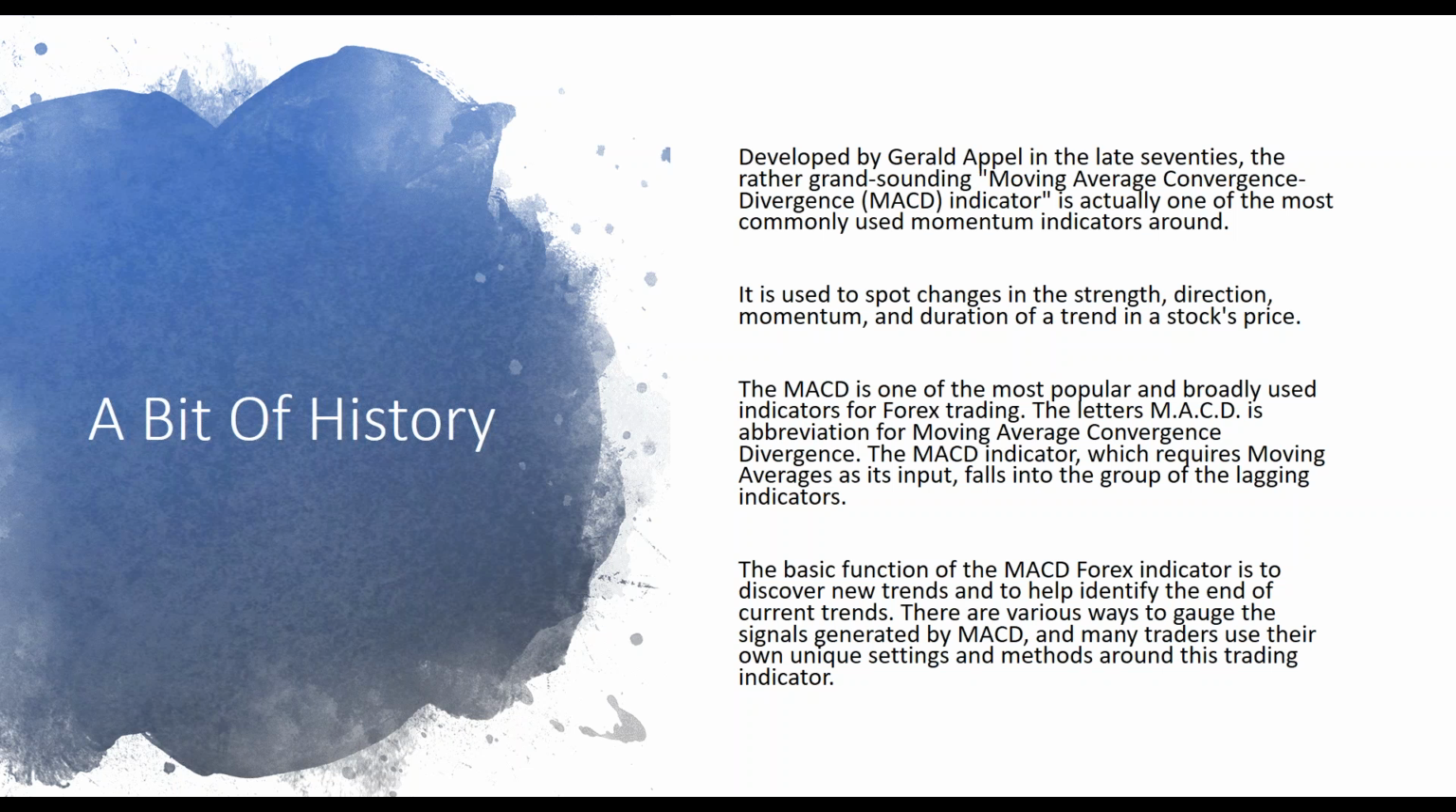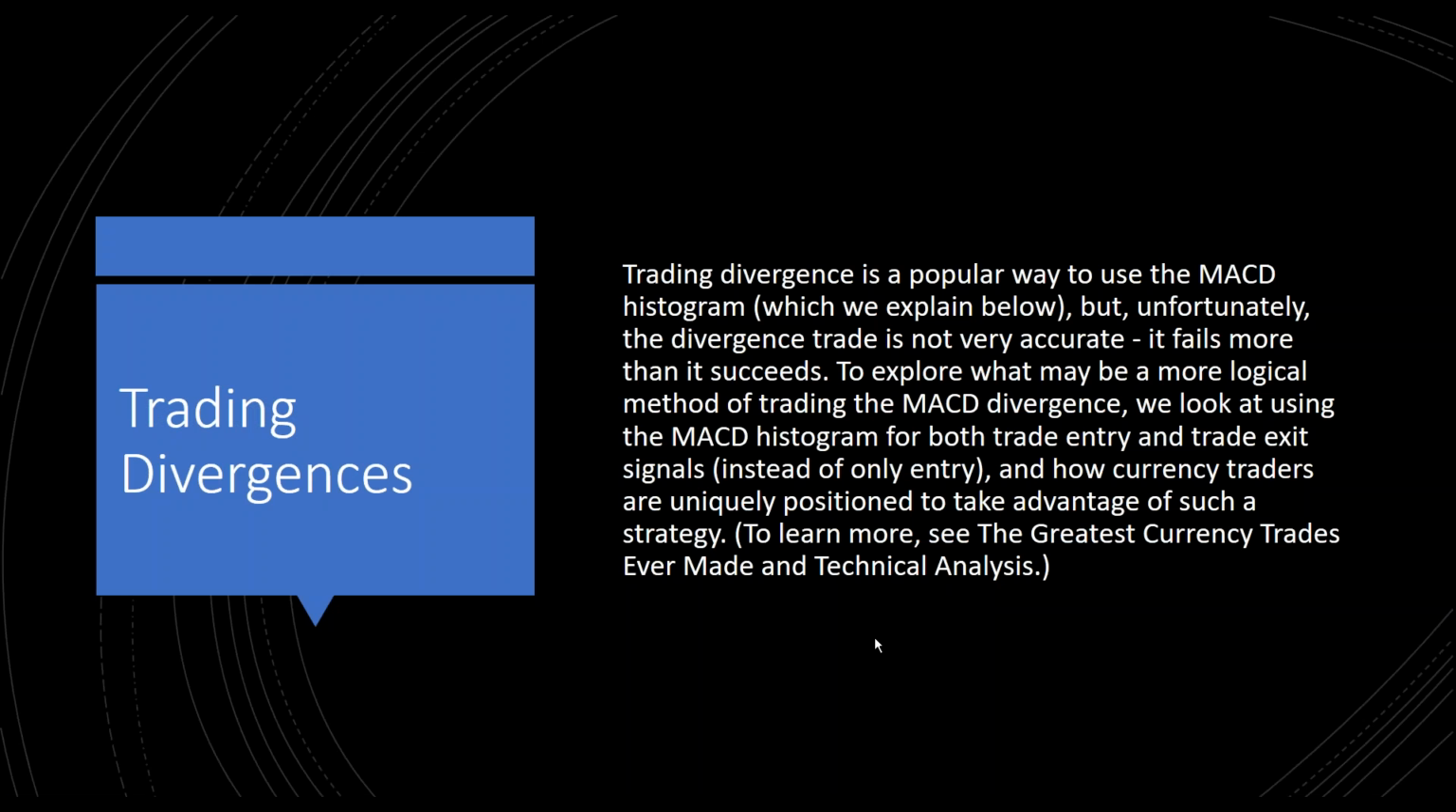The basic function of a MACD Forex indicator is to discover new trends and to help identify the end of a current trend. There are also various ways to gauge the signals generated by MACD, and many traders use their own unique settings and methods around this trading indicator. Now, trading divergence is a popular way to use the MACD histogram. We'll explain it to you in a minute and show you exactly how to create it. But unfortunately, the divergence trade is not very accurate. It fails more than it succeeds.